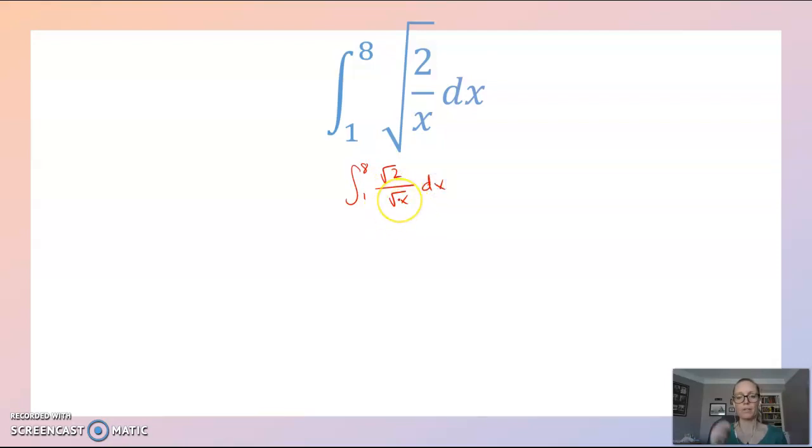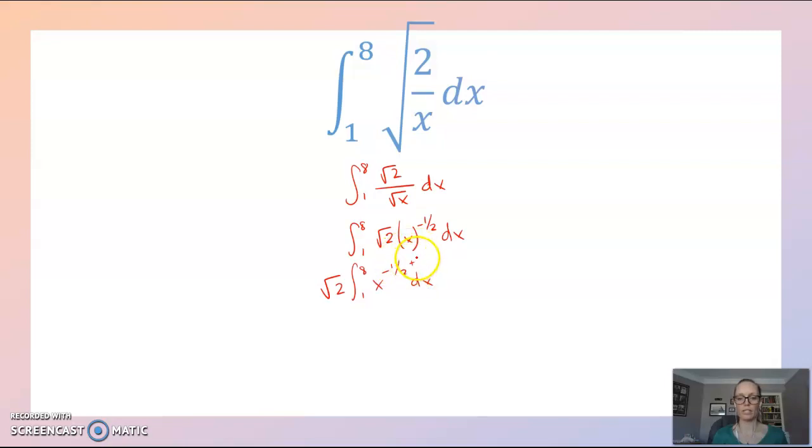And then I want to rewrite the square root of x as a power, and I'm going to move it up to the top to make it a negative. So what I have is the square root of 2 times x to the negative 1/2. So square root of 2 is just a constant, so we can go ahead and move that to the outside of the integral. And then we have x to the negative 1/2 that needs to be anti-derived.